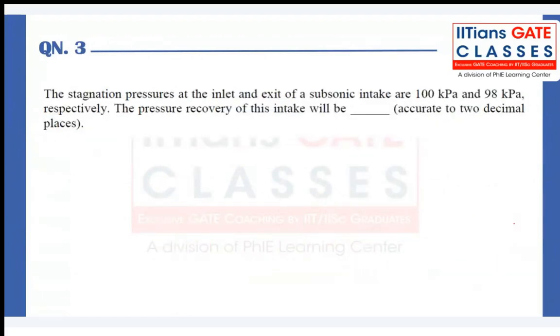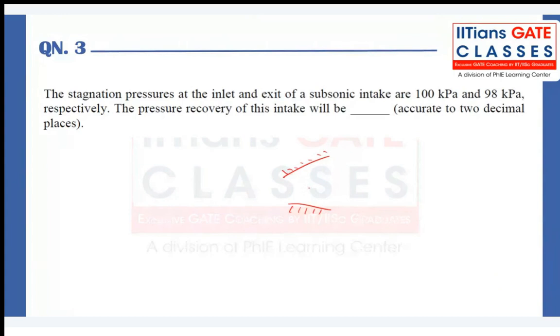The stagnation pressure at the inlet and the exit of a subsonic intake are 100 kilopascal and 98 kilopascal respectively. The pressure recovery of this intake will be, it's a very straightforward question again. So I have a subsonic intake. How would subsonic intakes look like? It is any duct which has a diverging area for subsonic flow. The duct through which pressure is changing to kinetic energy, or kinetic energy is changing to pressure.